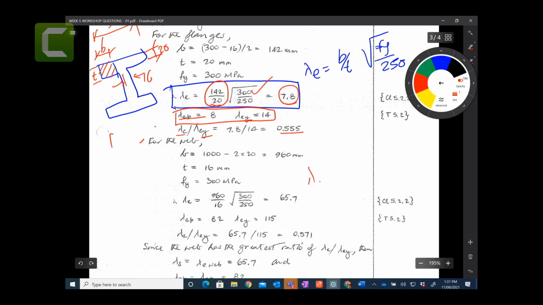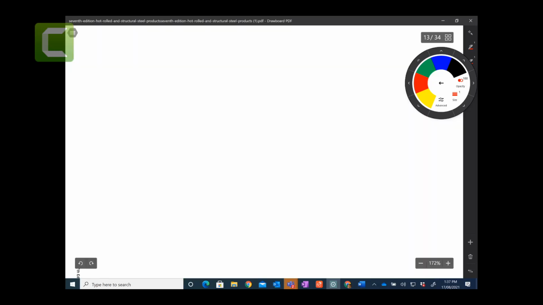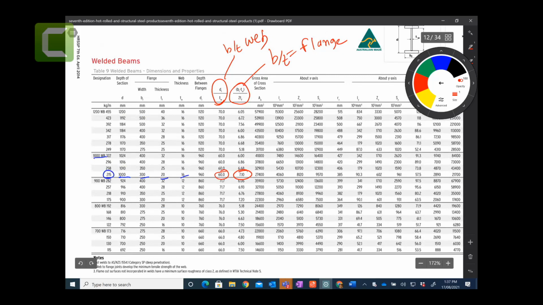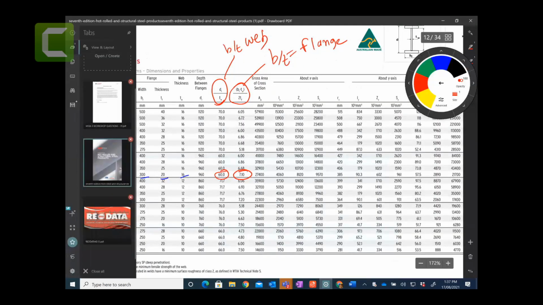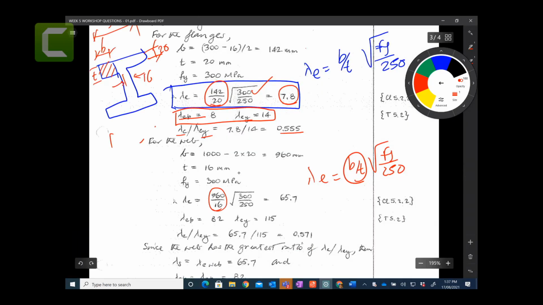We follow the same strategy: lambda E equals B on T times the square root of Fy on 250. This B on T ratio we can get from here straight away. This first page you can get from here, 60, or if you want to calculate, you can do so by finding this distance, that is your B, and that is your T. So you have 60 and 300 megapascals. The yield strength is 300 over 250, and you get 65.7.